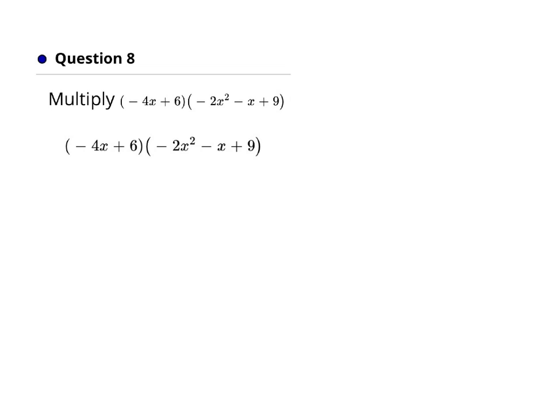Here's another binomial times a trinomial. We're going to take the negative 4x, multiply it throughout the other set of parentheses, and then the 6 throughout the other set of parentheses, and then collect like terms. You might want to pause and try that, and then we'll check our answers together.